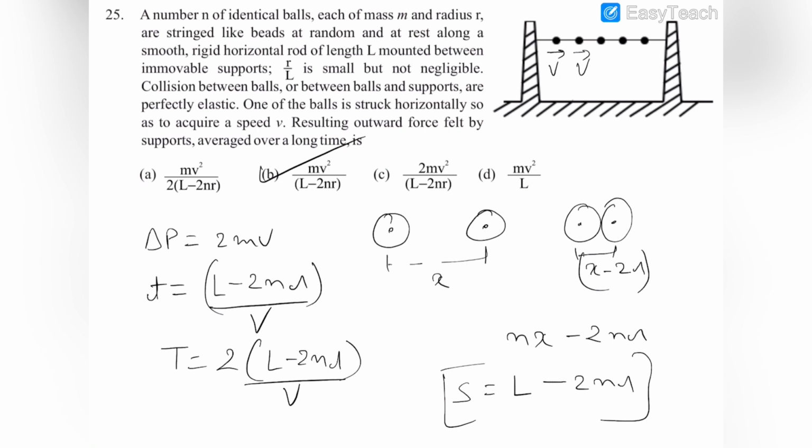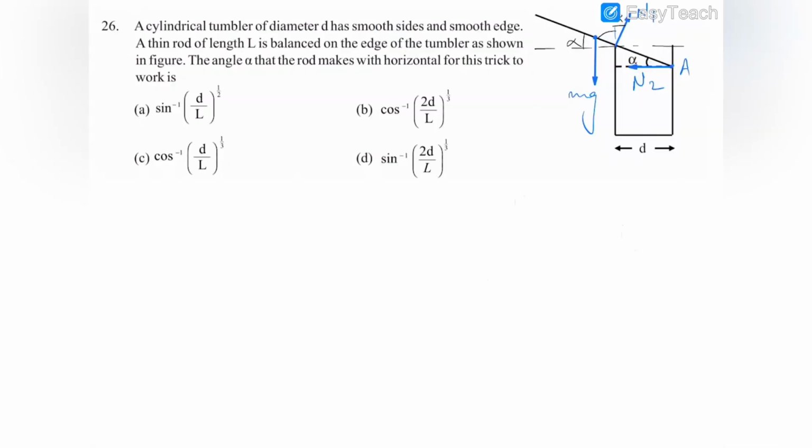Now we move on to the next question. In this question, you can see that there is a cylindrical tumbler of diameter d, and the walls and the sides of the tumbler are smooth. Now there is a thin rod of length L, and this rod is balanced on the edge of the tumbler as shown in the figure. This angle is alpha, which the rod is making with the horizontal, and we have to find the value of alpha so that this trick works.